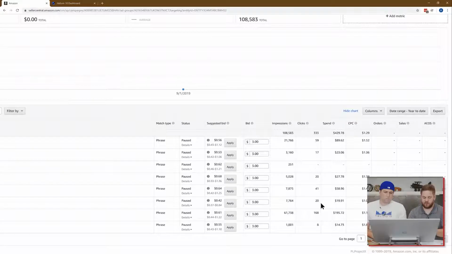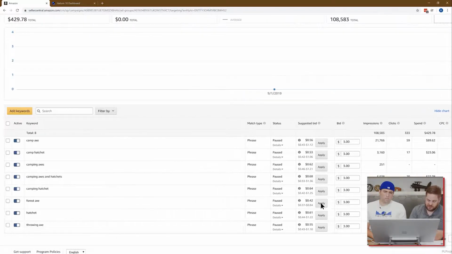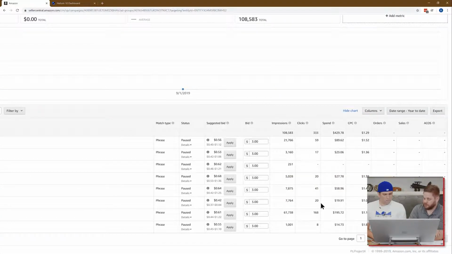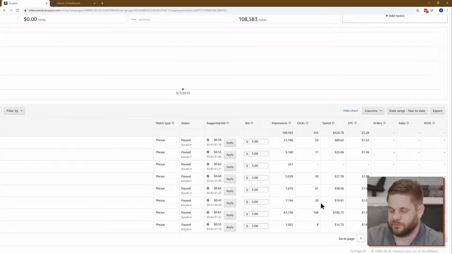But generally speaking, we can see that the keyword Camp Axe got around 21,000 impressions at this point in time. And this was only about a 2-week test. That means there's a lot of people typing Camp Axe. We can see that Hatchet, the second one from the bottom, we knew was the highest search volume based on Magnet and Cerebro data that we already pulled up. And look at the number of impressions there, 61,000. That's a whole lot of impressions.